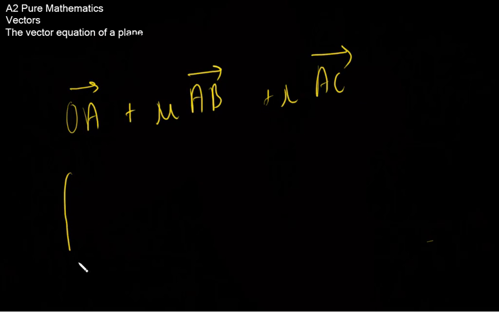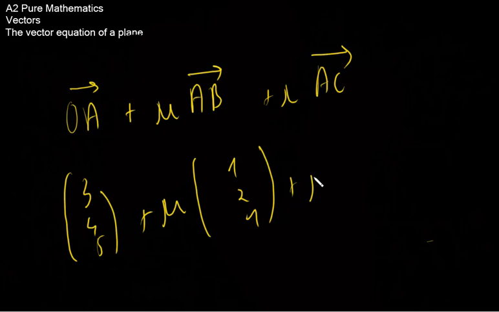For example, we can get the point (3, 4, 5) plus mu (1, 2, 1) plus lambda (0, 1, 2). So this is an example of a plane. Now you can change these numbers the way you like, and you can actually get another plane, but that is the basic idea of the vector equation of a plane.